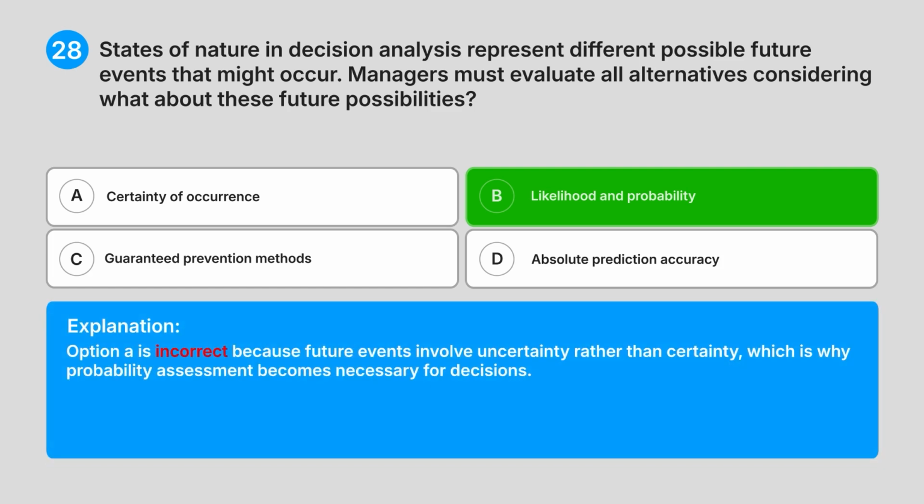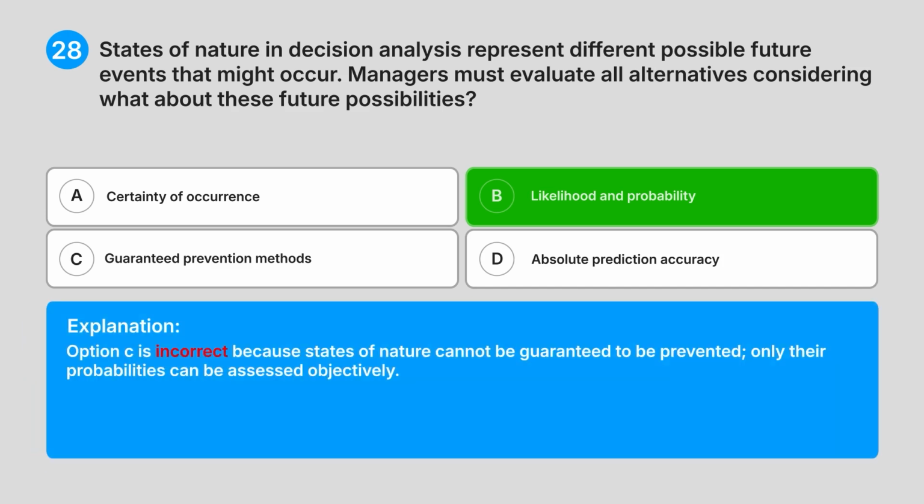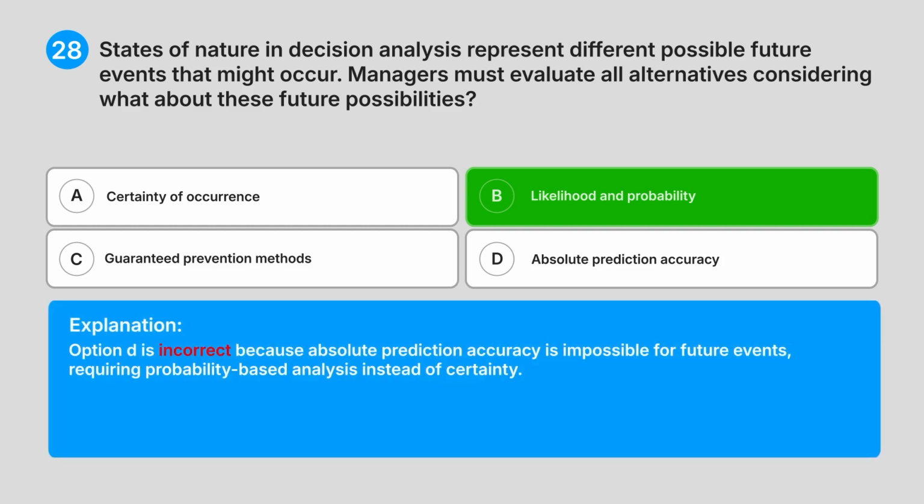Option A is incorrect because future events involve uncertainty rather than certainty, which is why probability assessment becomes necessary for decisions. Option C is incorrect because states of nature cannot be guaranteed to be prevented. Only their probabilities can be assessed objectively. Option D is incorrect because absolute prediction accuracy is impossible for future events, requiring probability-based analysis instead of certainty.